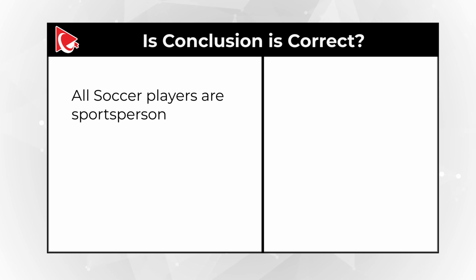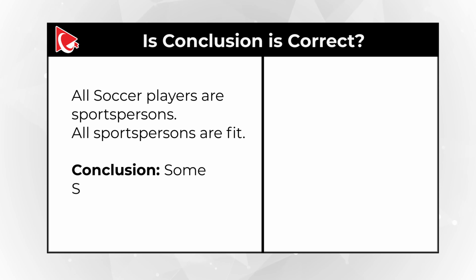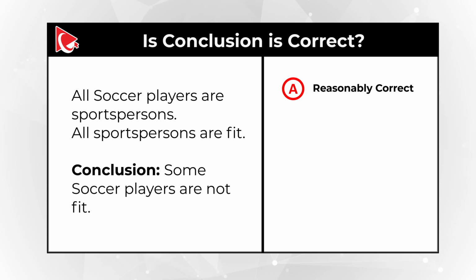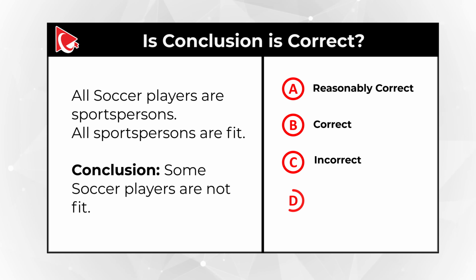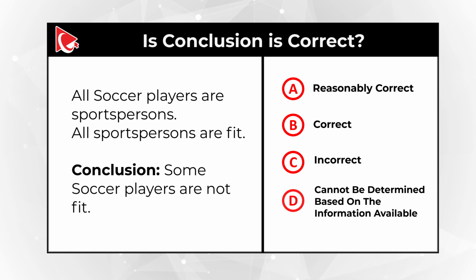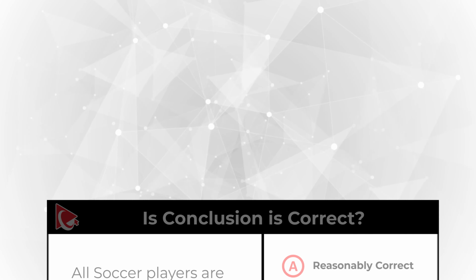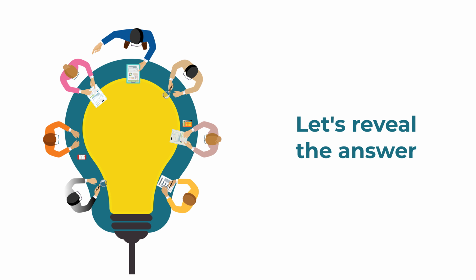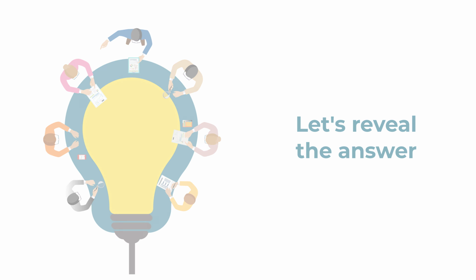You have 4 different choices to determine if the conclusion is accurate. Choice A, it's reasonably correct. Choice B, it is correct. Choice C, it's incorrect, and choice D, cannot be determined based on the information available. Do you think you know the answer? Give yourself a little bit of time, maybe pause this video and take another look at the statements and at the question itself. Ready or not, I'm going to move forward and reveal the solution.